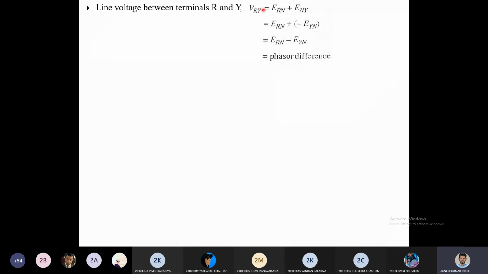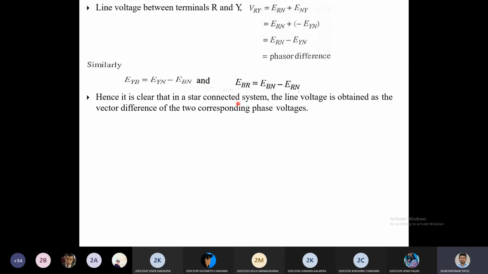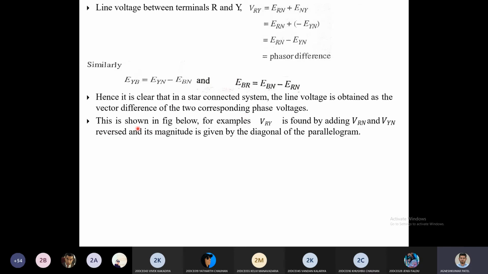So VRY is equal to ERN minus EYN, and that is nothing but a phase difference. So line voltage is equal to ERN minus EYN, two phase to phase voltages. One phase minus the other phase would result in VRY. If you are looking for VYR, in that case it would be EYN minus ERN, and similarly for the Y phase, like the YB and BR lines. Hence, it is clear that in a star connected system, the line voltage is obtained as the vector difference of two corresponding phase voltages. This is shown in the figure below.